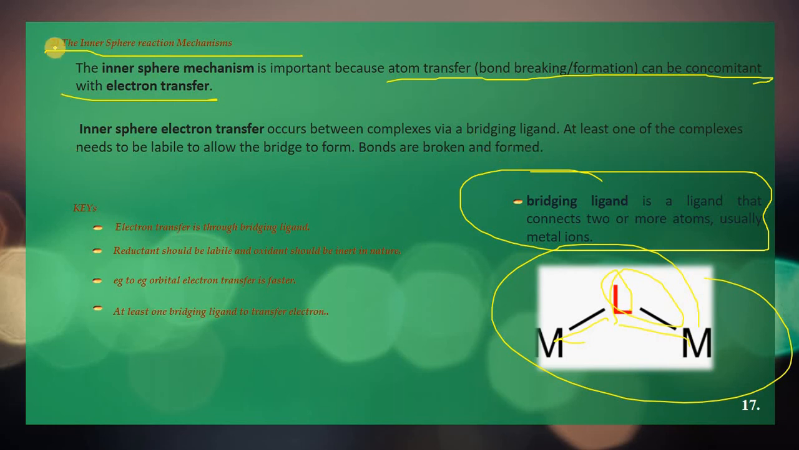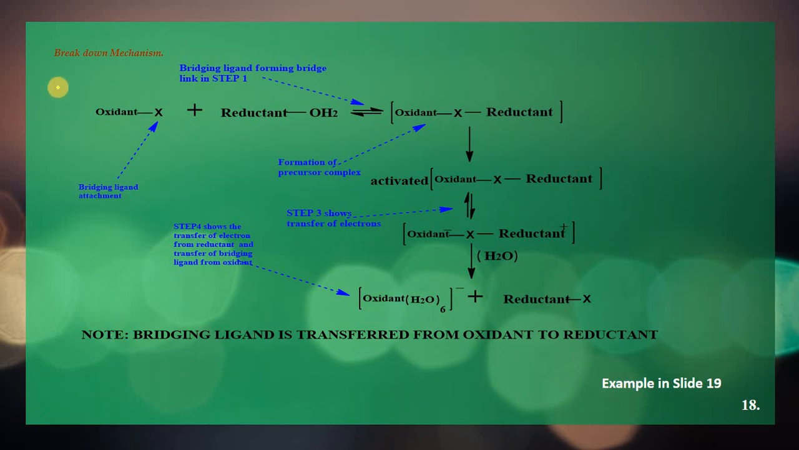Yes. This inner sphere is quite different totally from outer sphere, in that electron transfer is through a bridging ligand. The reductant should be labile, and the oxidant should be inert in nature. Eg to Eg orbital electron transfer is faster, and there is at least one bridging ligand to transfer the electron. I will illustrate the mechanism. This is the breakdown mechanism now. In the breakdown mechanism, we can see it undergoes reduction.